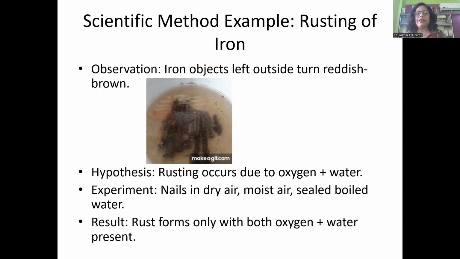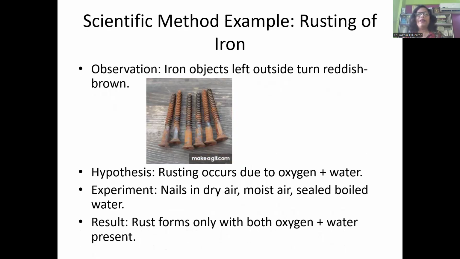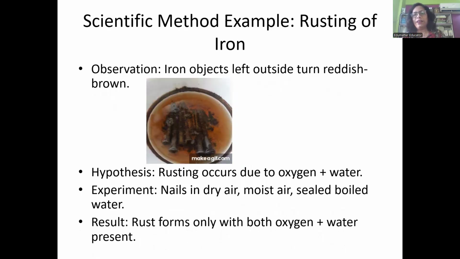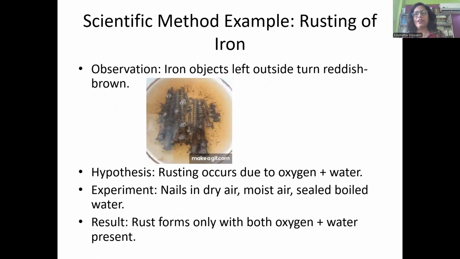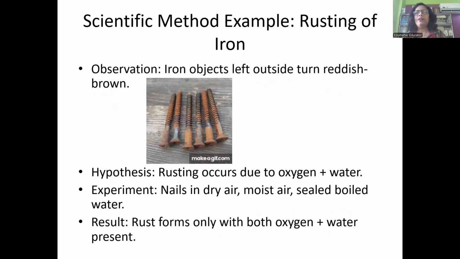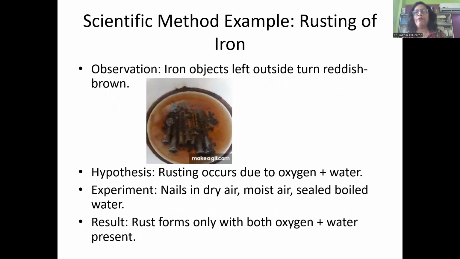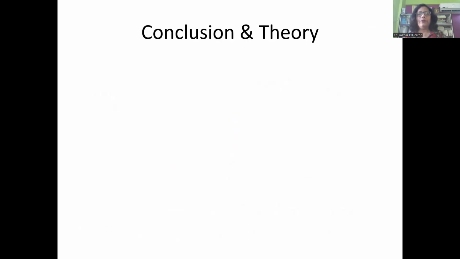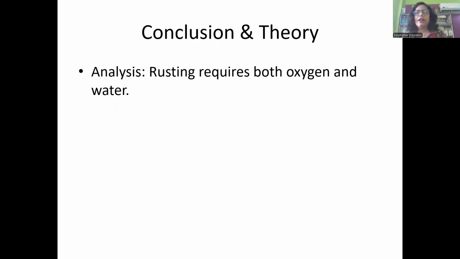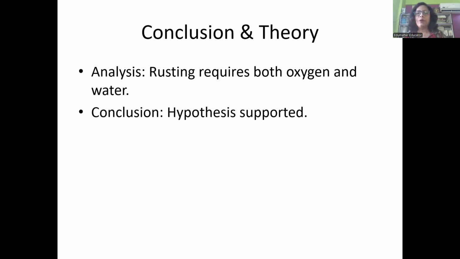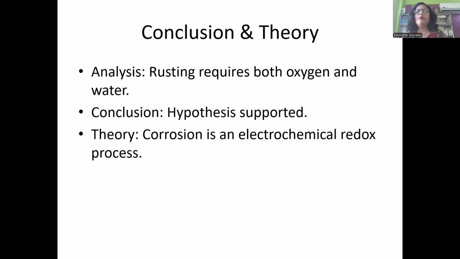If you carry out this experiment, you will find that rusting forms only in the jar where both oxygen and water is there. In no other jar, you will find rusting has taken place. All nails will be fresh and fine. So, after analyzing this result, we can conclude that rusting requires both oxygen and water. Thereby, the hypothesis is proven correct. Hypothesis is supported. So, theory based on that can be obtained after writing the chemical equation.